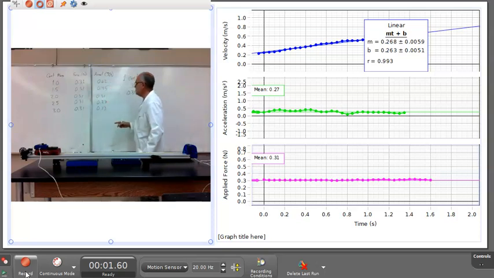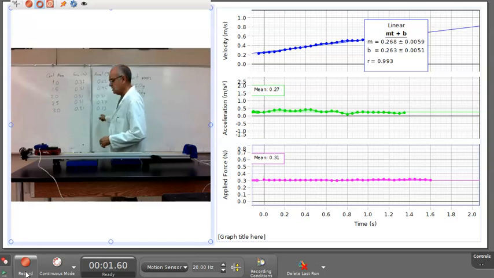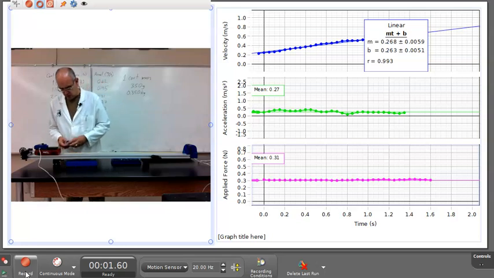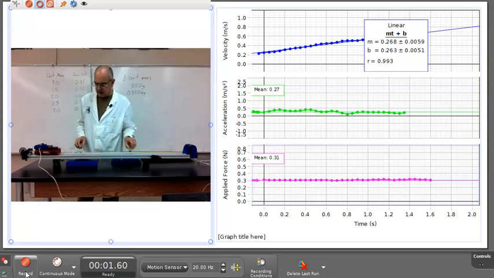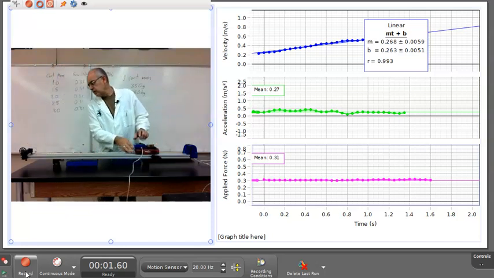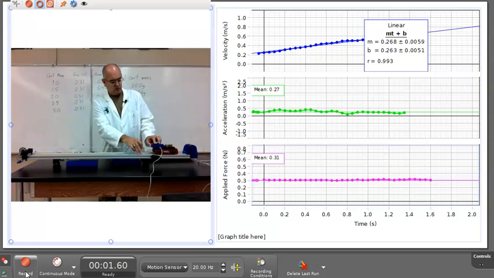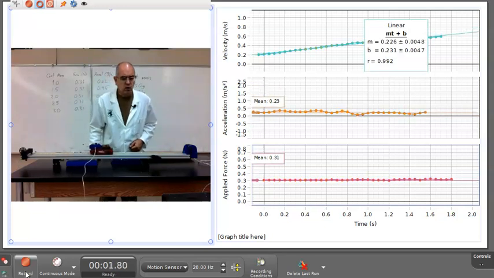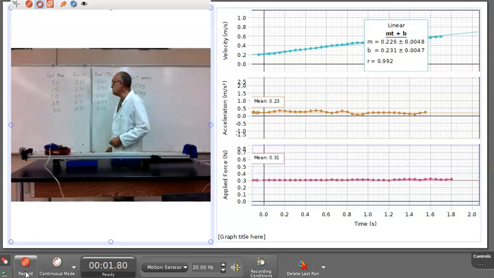Makes a little bit more sense. 0.31, that's 0.27, is kind of halfway in between. Now let's do the last one, which is the 3.0. For the 3.0, I need to add 700 grams of mass. So there's 700 grams of mass added on. Zero the force sensor, and let's give it a run. 0.31 with an average acceleration of 0.23. So let's go ahead and keep that.